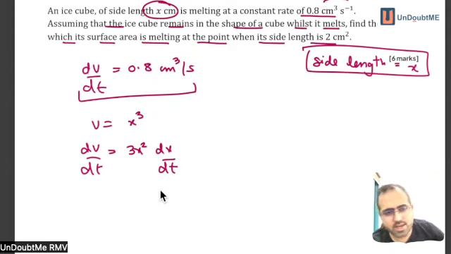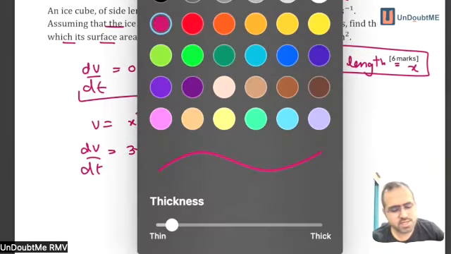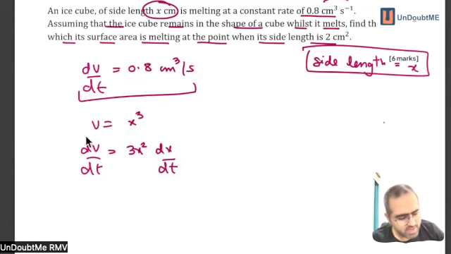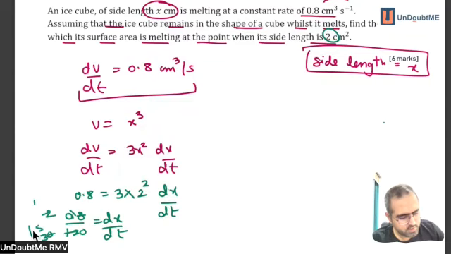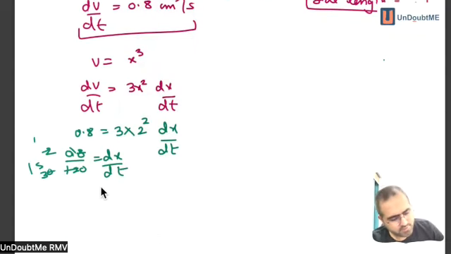Now just try to understand that in some questions, they will give dx by dt and they will ask dV by dt. Vice versa can also happen. So this is a question where vice versa is there. dV by dt is 0.8. We need to find everything for side length 2. I will put x is equal to 2 here only, and I will find dx by dt. So 0.8 over 4 3s are 12 is dx by dt. 4 2s are 4, 30s are 1 by 15. I can write dx by dt as 1 by 15 only.